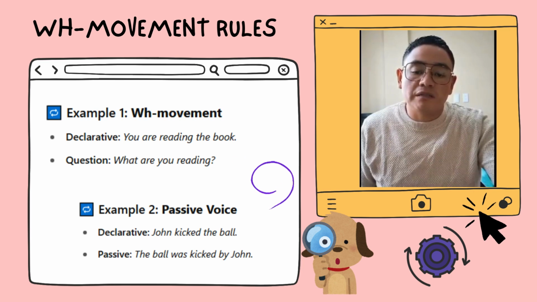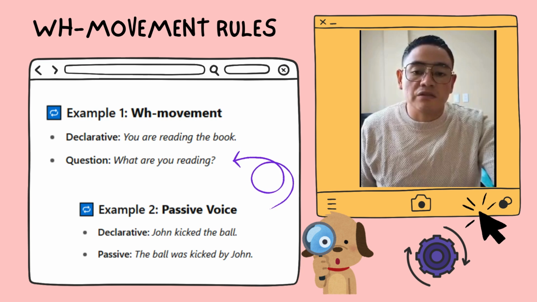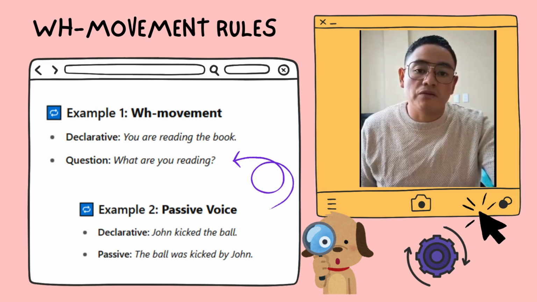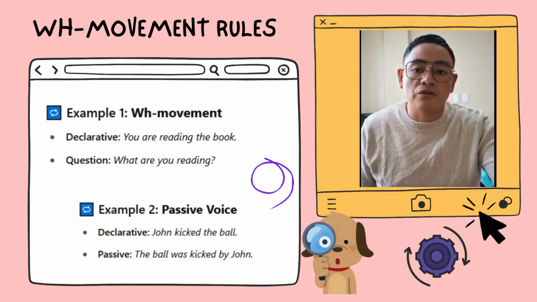Finally, to summarize, the tree diagrams help us visualize sentence structure. Phrase structure rules show us how to build phrases. Lexical rules explain word formation, and movement rules let us change the sentence structure to ask questions or add emphasis. All these tools reveal the deep logical structure of language.